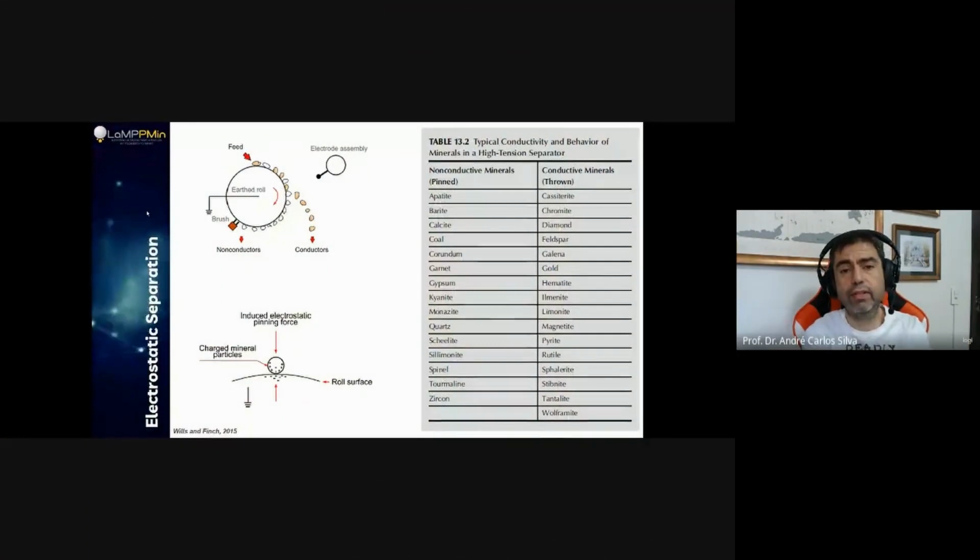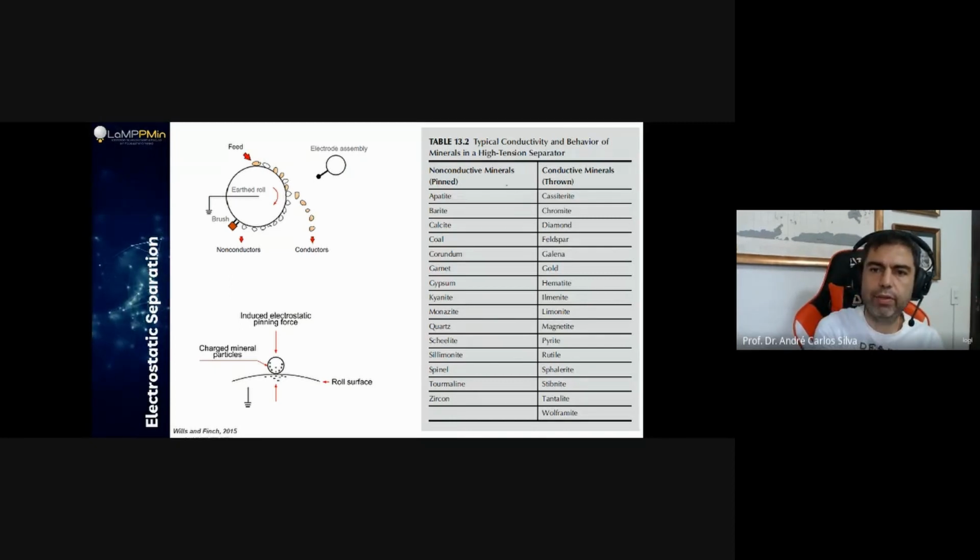And so this is a table and some pictures coming from the Wills and Finch book, that Wills Mineral Processing book that I showed you guys on the last lecture. And it's one of the most significant books for mineral processing. And the assembly is the same, okay? But then you can see some material that is going to be pinned to the drum, and some material that is not going to be pinned on the drum. And as you can see over here, we have apatite as being one of the minerals that is going to be connected, pinned to our drum. That's going to be the non-conductors.